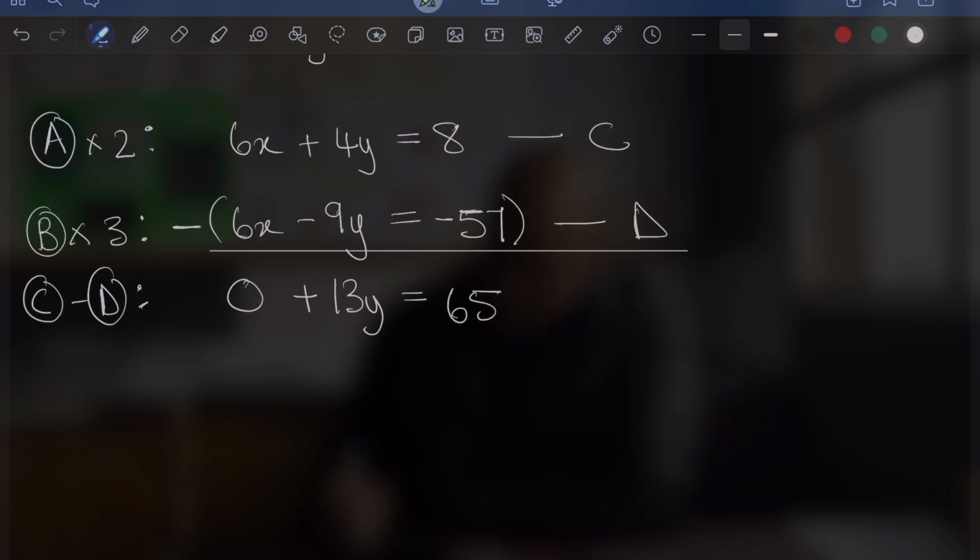Then if I simplify, I'm going to divide both sides by 13, and 65 divided by 13 is 5. So y is equal to 5.